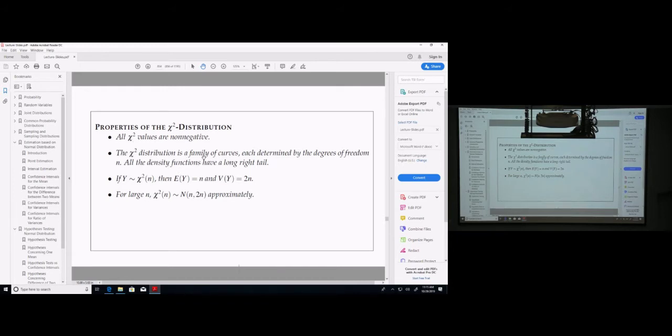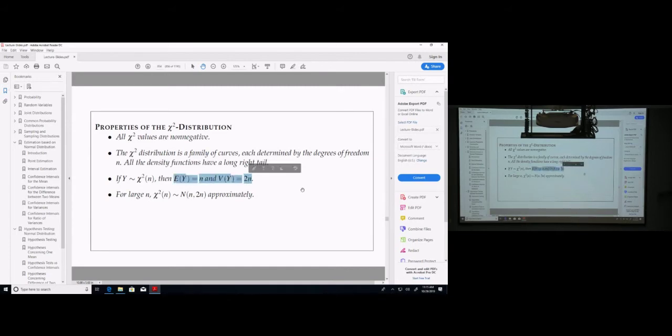The chi-square distribution is a family of curves, each determined by the degrees of freedom of the distribution. We call it the degrees of freedom. It's basically a parameter. All the density functions have a long right tail. Well, this is a little bit qualitative, okay? What is really meant by long is another thing. So I think you probably won't even need it.